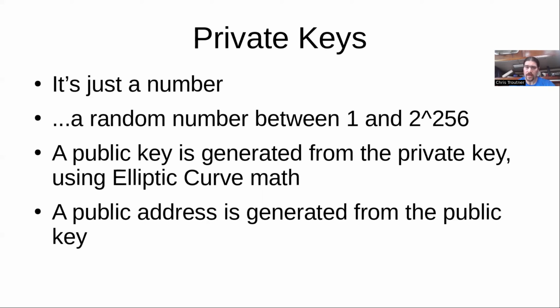Now, a public key is generated from a private key, which is just a number, using a specific branch of mathematics called elliptic curve. And there's different types of elliptic curves, but Bitcoin uses a very specific elliptic curve. And then a public address is generated from the public key.